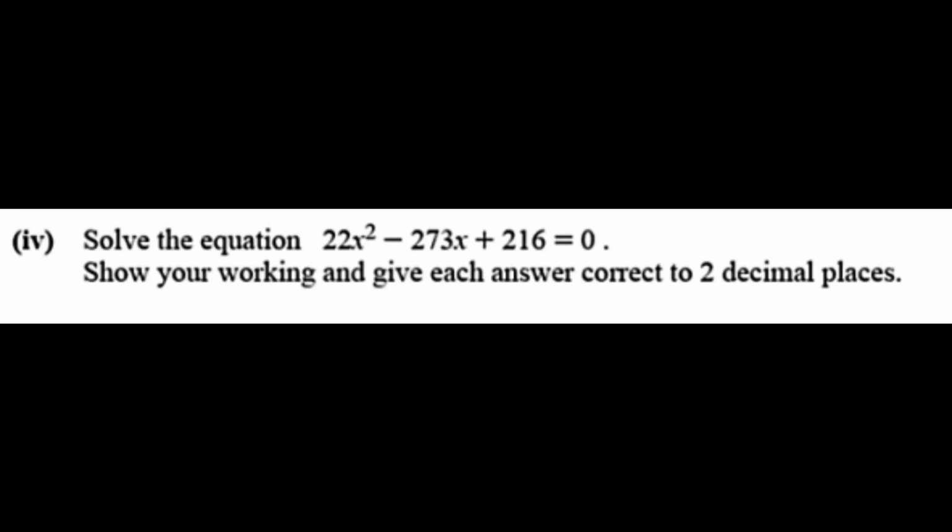Okay, so I got a question right here. Solve the equation 22x² − 273x + 216 = 0. Show your working and give each answer correct to two decimal places.